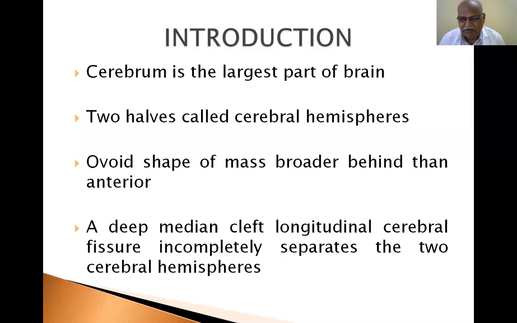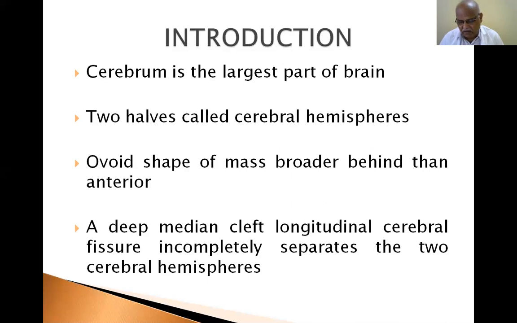The cerebrum is the largest part of the brain. It is highly developed. All functions of the human body are controlled through the cerebrum. It is evolutionarily highly developed, especially in higher mammals and vertebrates, especially in human beings. Because it is so highly developed, it occupies a large mass over the central nervous system and over the brain. So the largest part of the brain is the cerebrum.